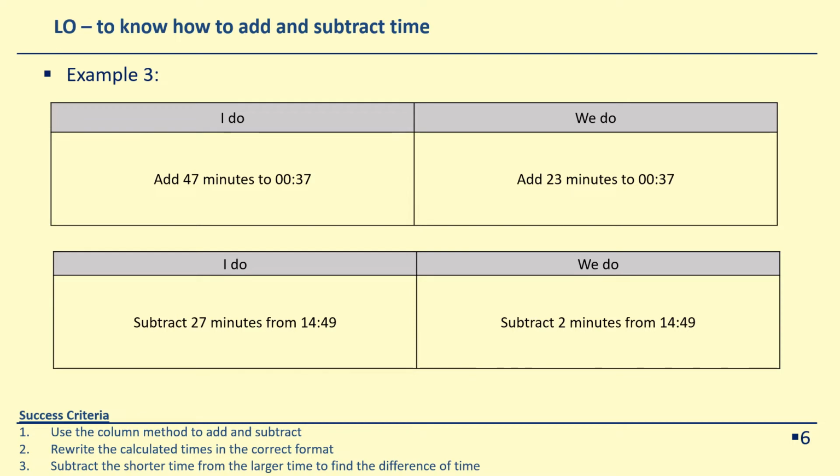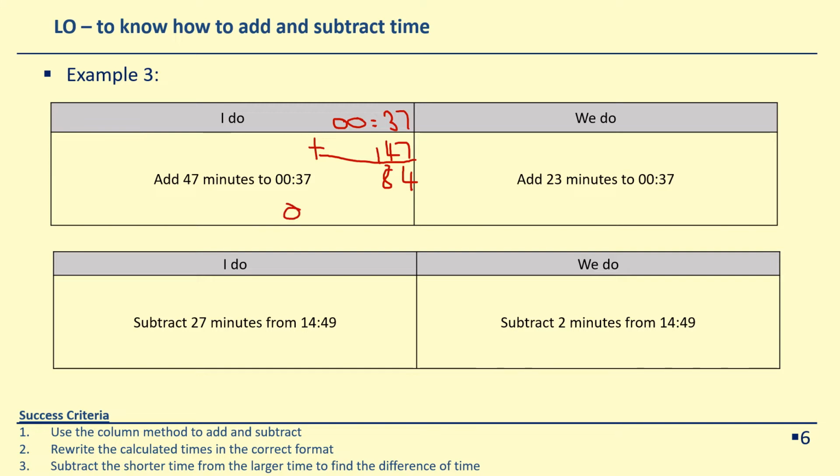Okay, let's have a look at some more examples. This time we've got really first thing in the morning, just after midnight, 37 minutes past 12 in our digital time. We add 47 minutes. 7 add 7, 14. Carry the 1. 3 add 4, 7 add 1, 8. 84 minutes. Okay. So now we want to break that down again with our hours.